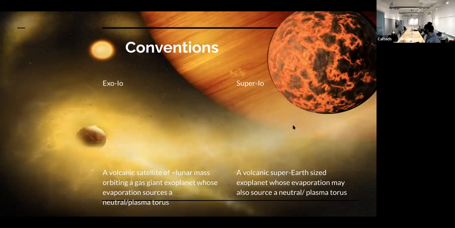Okay, so some conventions to get started. I'm going to focus primarily on two types of exoplanets and exomoons, namely an exo-Io and a super-Io, just to make that analog clear. An exo-Io I define as a volcanic satellite of roughly lunar mass orbiting a gas giant exoplanet whose evaporation sources a neutral or a plasma torus, or an extended cloud. And then a super-Io, I think it was referred to first in Wade Henning's white paper, is a volcanic super-Earth-sized exoplanet whose evaporation may also source a similar phenomenon.